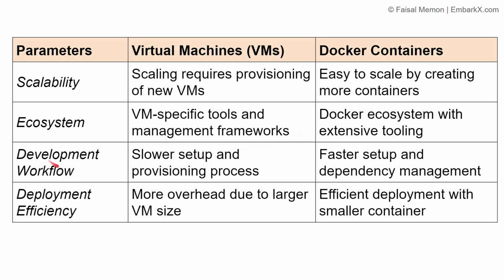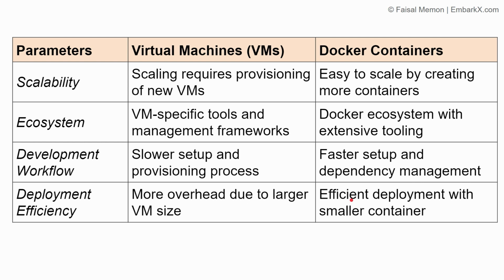Now, how does the development workflow work when you work with virtual machines? The setup is fairly slower because you are setting up an entire operating system. But with Docker, the setup is pretty much faster and you need to manage the dependencies for the application that you are running. How is it different in terms of deployment? In terms of deployment efficiency, VMs are larger in size and they have more overhead. But for Docker containers, it's easy to deploy.